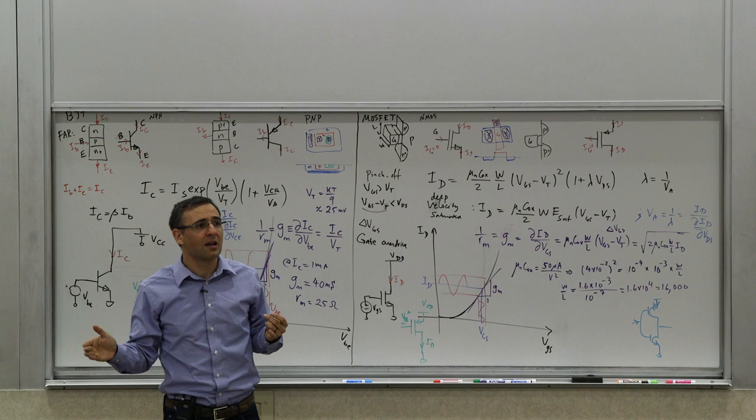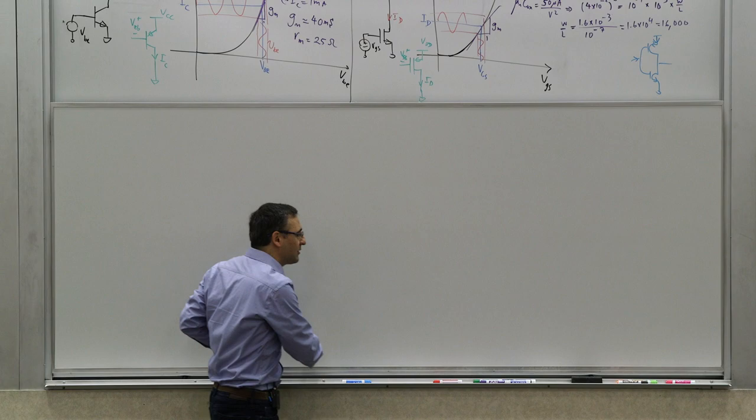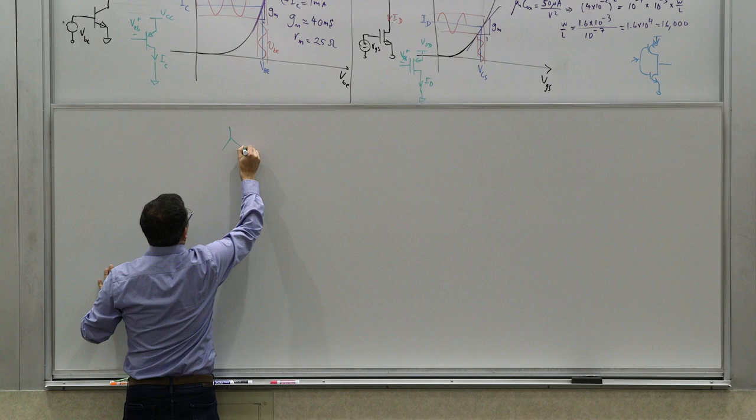So now, if you start with that and try to create a model, we have linearized it, so we can now deal with a linear model. We will try to develop a linear model for these two transistors. Let's try to do that. The good part of the transistor is going to be essentially the GM.